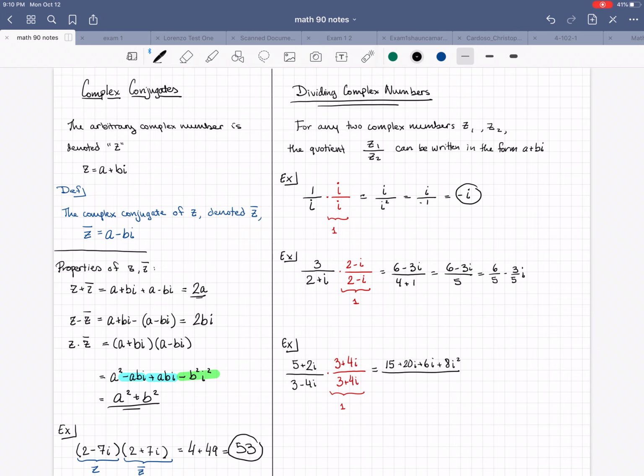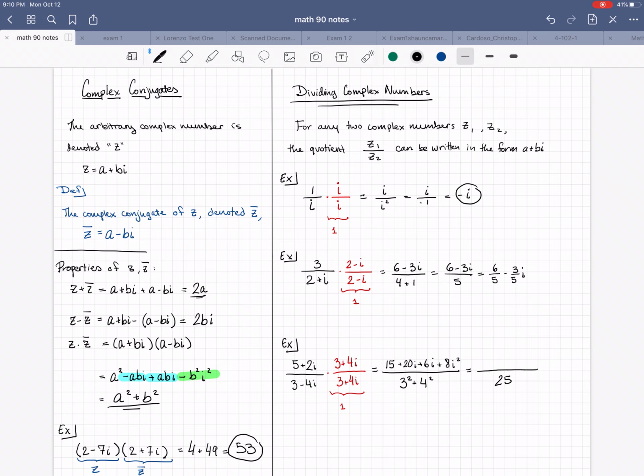Now on the bottom you could also distribute, but remember, the product of a complex number and its complex conjugate is always the sum of the squares of the real and the imaginary part. That's going to save you a ton of time if you just learn that. And you can learn it again by looking over here and watching back over that part of the video. The real part is 3, so 3 squared is going to be 9. The imaginary part is 4 or negative 4, depending on which one you're looking at. Either way, the square is going to be 16. So I have 25 on the bottom.